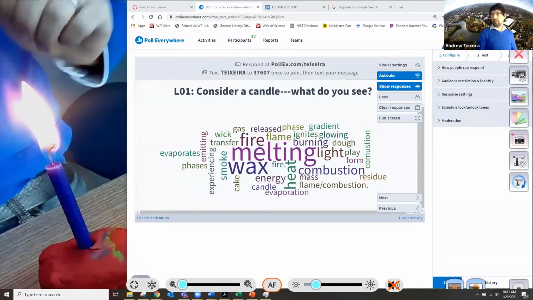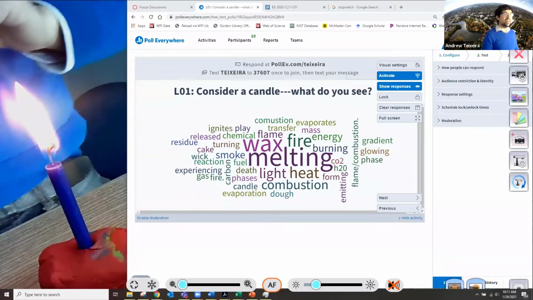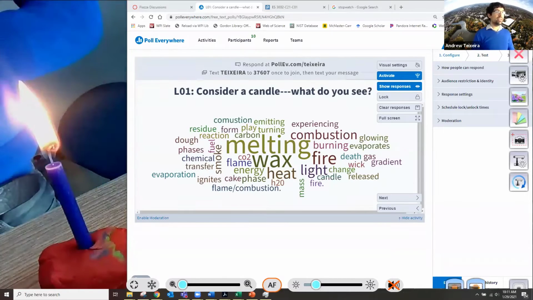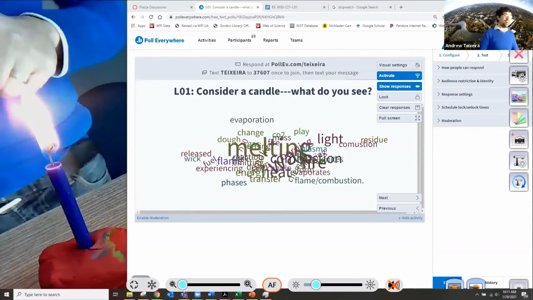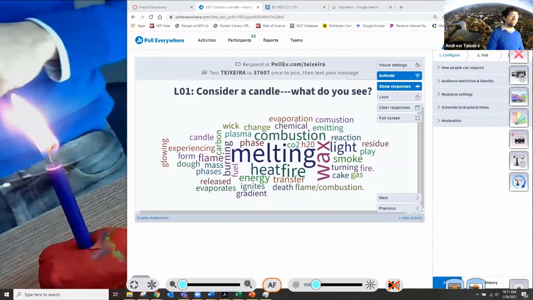My house is very cold right now. It's not emitting enough. Glowing, cool. Death, all right, that got dark real quick.